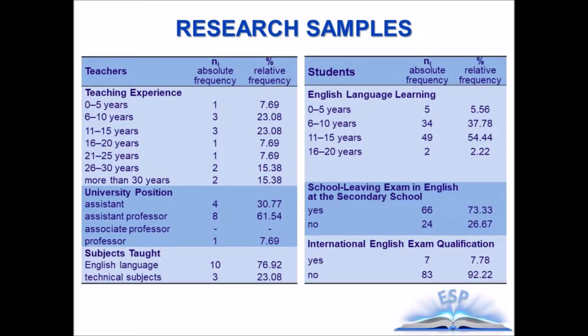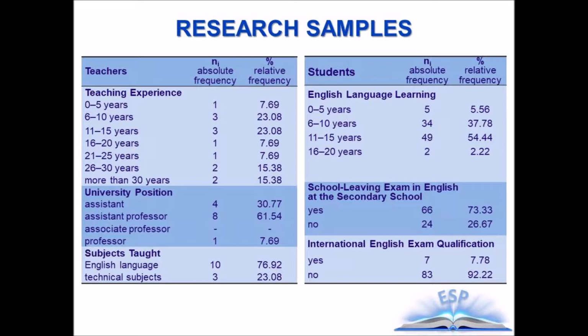This slide shows the basic characteristics of the research samples. The research sample of teachers consisted of 13 respondents. The respondents who worked as assistant professors prevailed. The length of teaching experience varied from 6 to 10 years and 11 to 15 years. 10 respondents were teachers of English language and 3 respondents were disciplinary teachers of information technology courses taught in English.